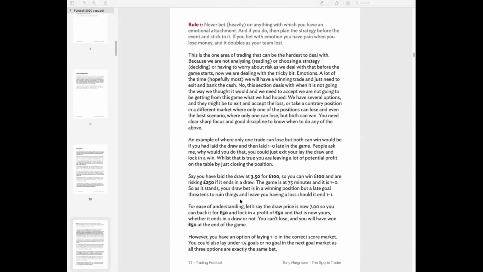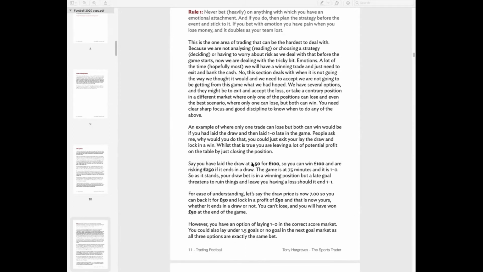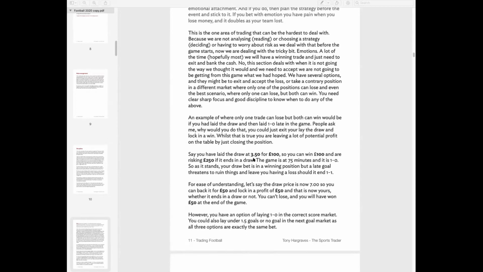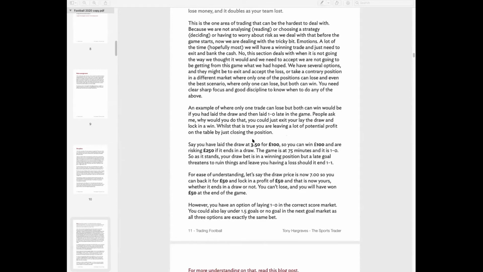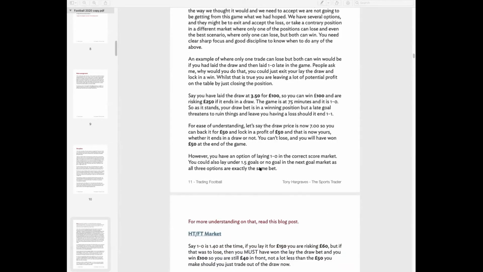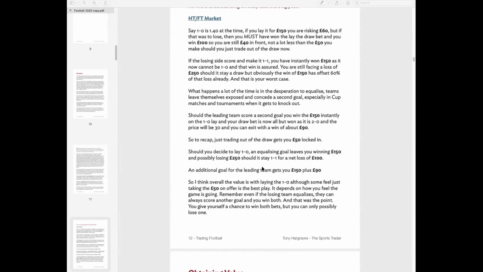So that's one of the hardest areas that traders find dealing with. Because we're not analysing or choosing a strategy or having to worry about risk, as we deal with that before the game starts, we're now dealing with the tricky bits, the emotions. A lot of the times, obviously, you hope to just have a winning trade and we get the cash, but it's when we deal with the other side of it that this section deals with. But we'll come back to this because I want to do a lot on it next week, and we can reopen this book and go through this next week and look at things like that.